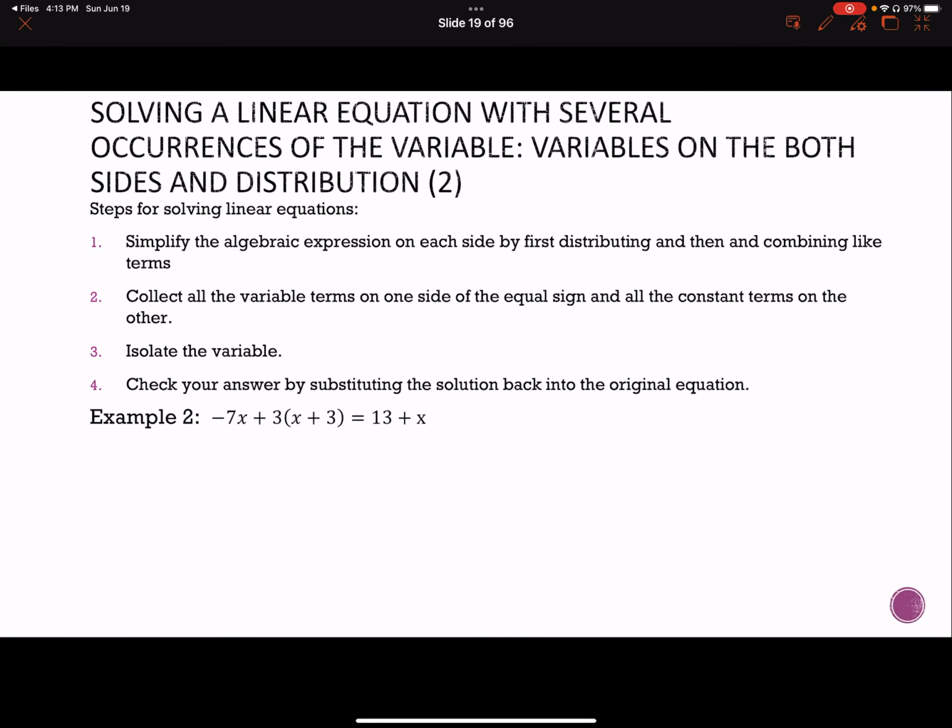This video covers solving a linear equation with several occurrences of the variable. In this case, when the variables are on both sides and we need to distribute.